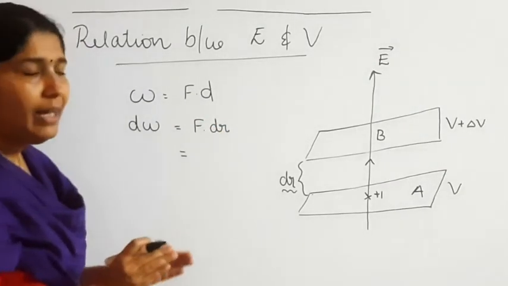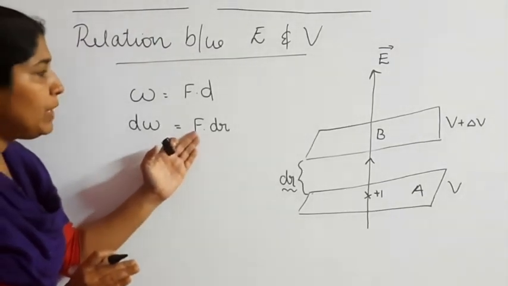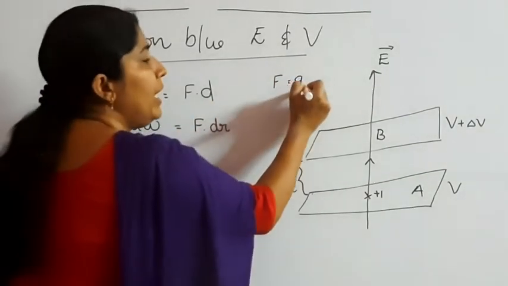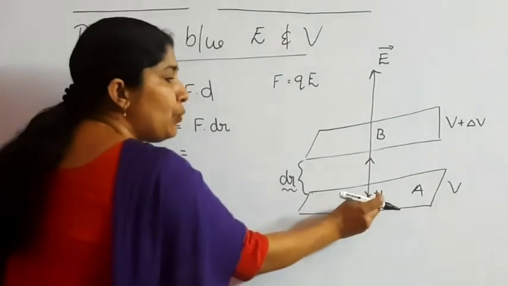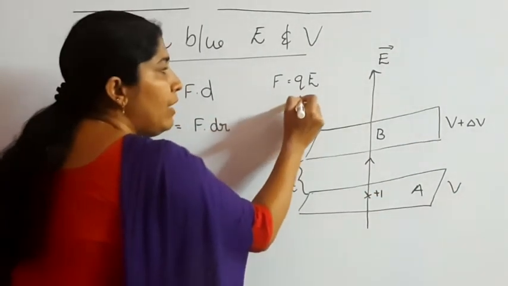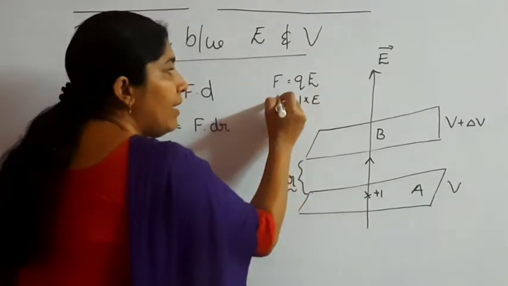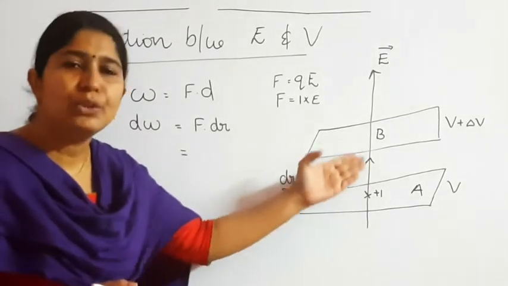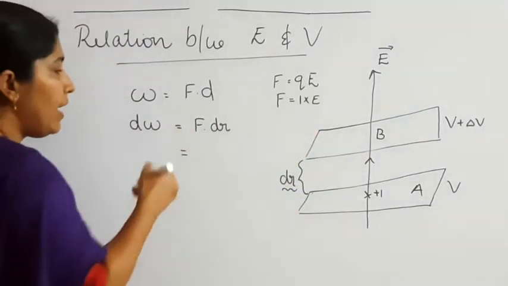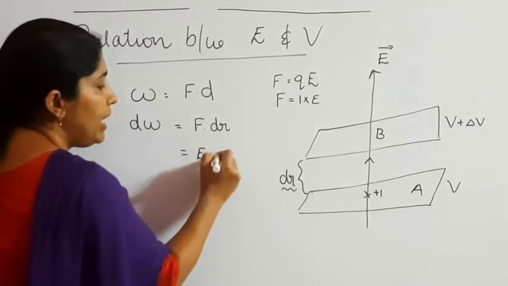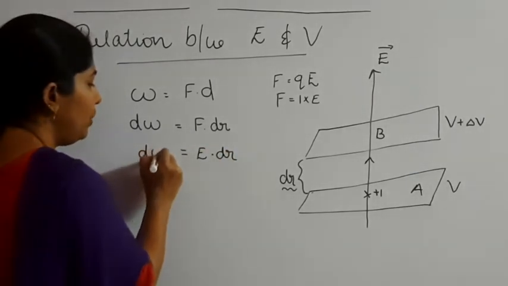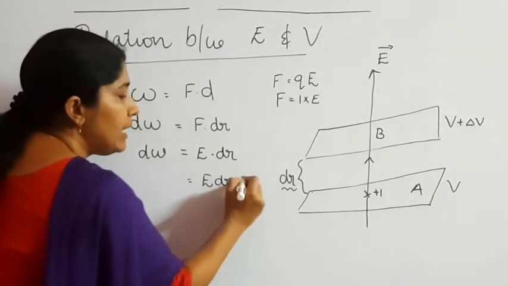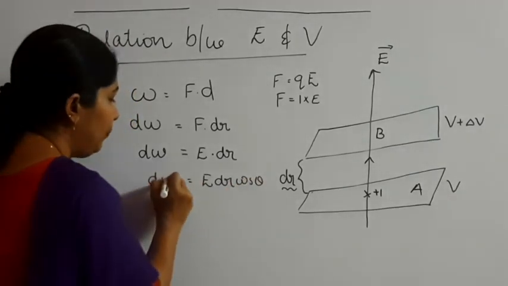We know the relation between force and electric field: force F is equal to Q into E. Here the charge is a unit positive charge, so we can write 1 into E. Therefore, F is equal to E. So instead of F, we can write E, then E dot dr is equal to work done. That is E dr cos theta is equal to work done dW.